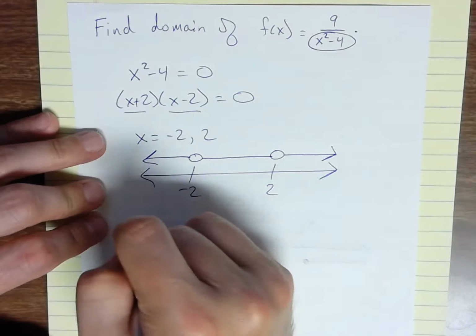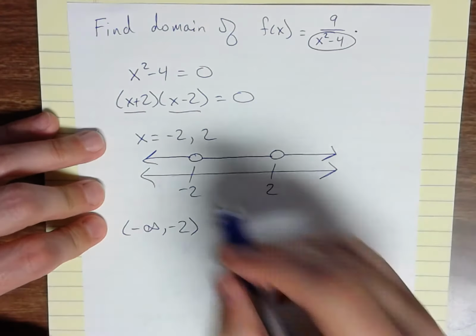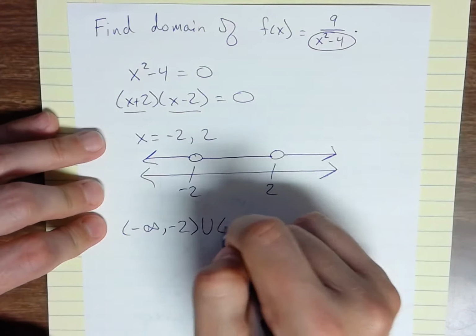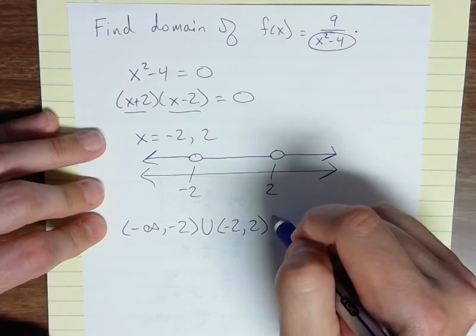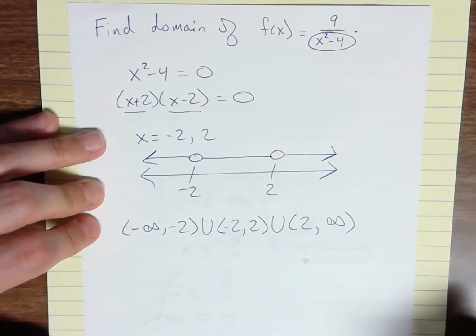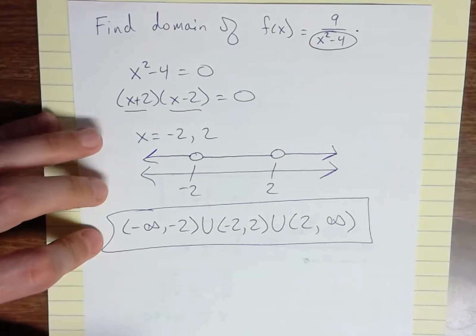So this would be negative infinity up to negative 2 union. Then we've got this middle stuff, negative 2 to 2. And then we've got one more interval. So this one's got 3 intervals. 2 to positive infinity. So that is the domain of that rational function.